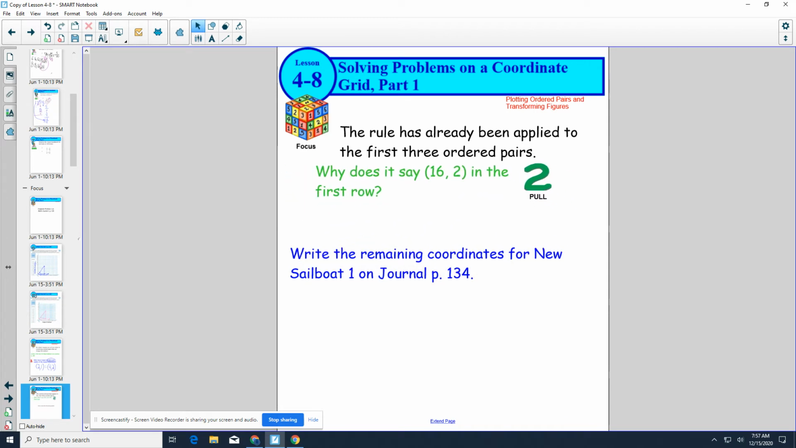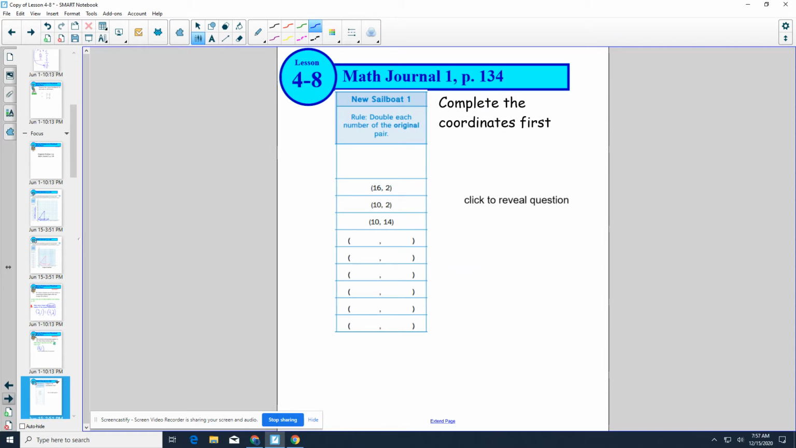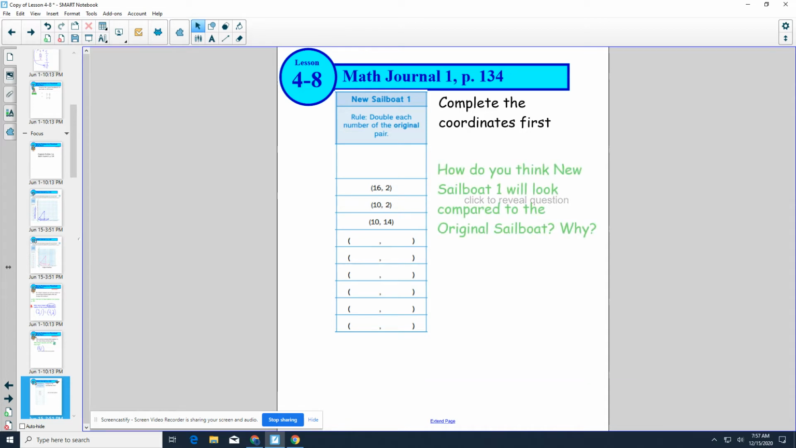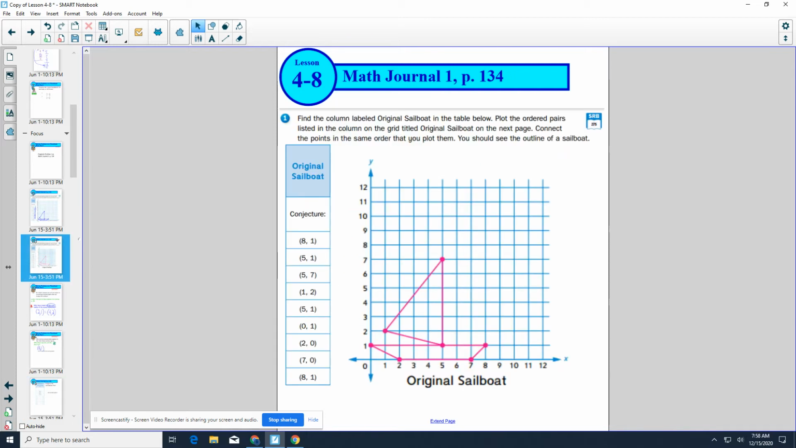So why does it say 16-2 in the first row? You have to look at that and kind of decide, right? If it says 16-2, then my guess is that the original sailboat was 8-1, right? Because it told us to double it, which would give you 16-2. Okay, so again, we have to look at the coordinates first. So we go back to the original sailboat, the 4th coordinate, so 1, 2, 3, 4, over 1, up 2.